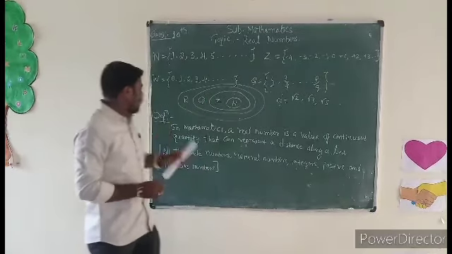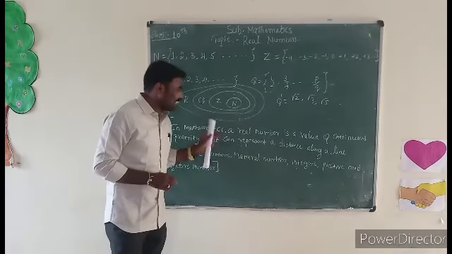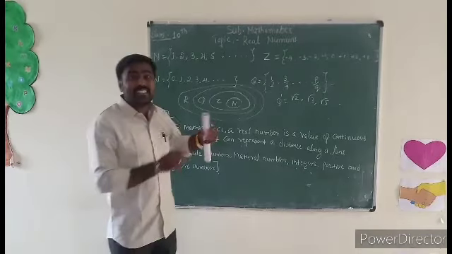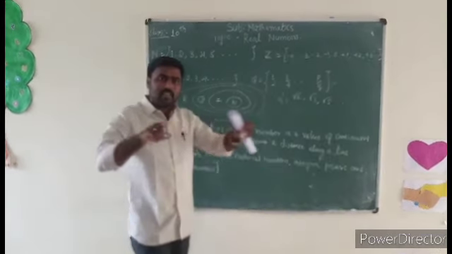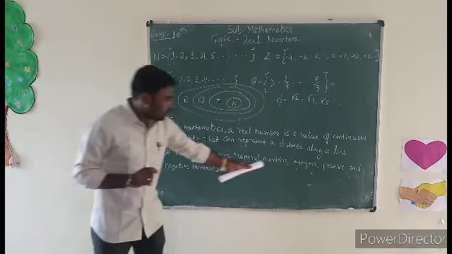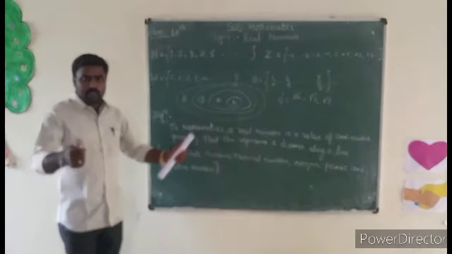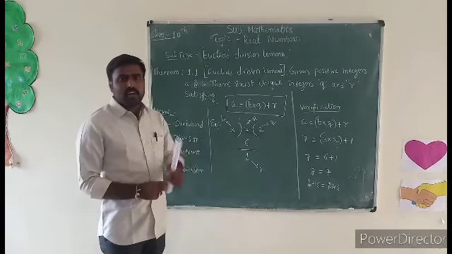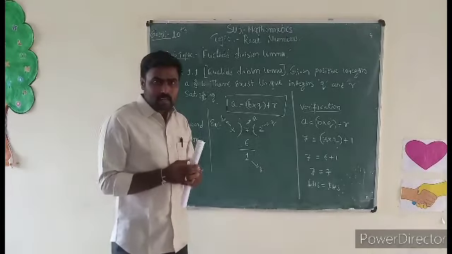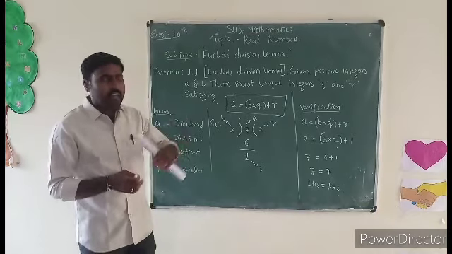Real numbers, in mathematics, a real number is a value of a continuous quantity that can represent a distance along a line. It means the line is a number line. In 9th standard you already learned the number line. The number line contains all the whole numbers, natural numbers, integers, positive and negative numbers. Okay? So students, in 9th standard you learned how to show the irrational number on a number line and the laws of exponents.